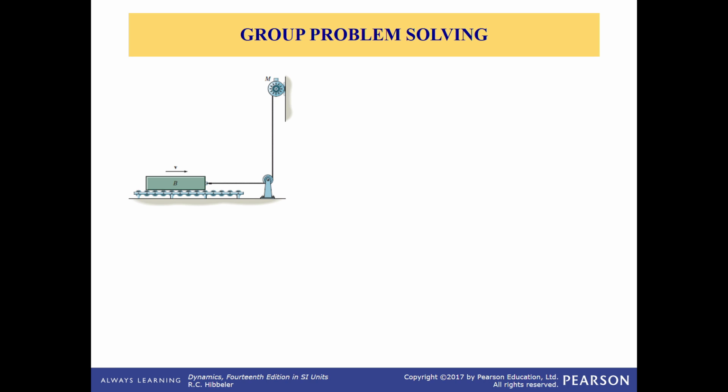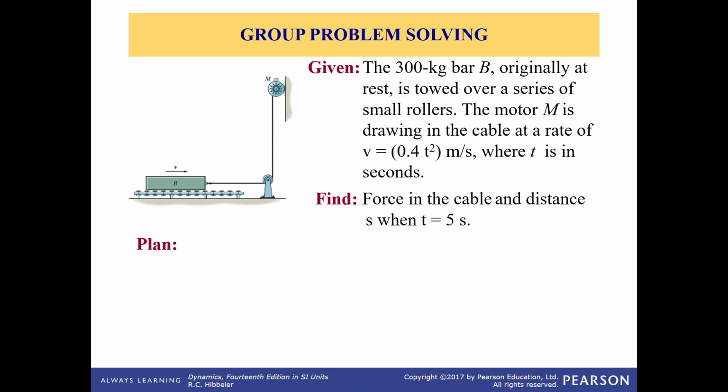Okay, this is a group problem solving question. Given the 300 kilogram bar, okay, this is the bar, originally at rest, which means the initial velocity is 0. It is towed over a series of small rollers. So there are small rollers. The motor M is drawing in the cable at a rate of v equal to 0.4 t squared meters per second, where t is in seconds.